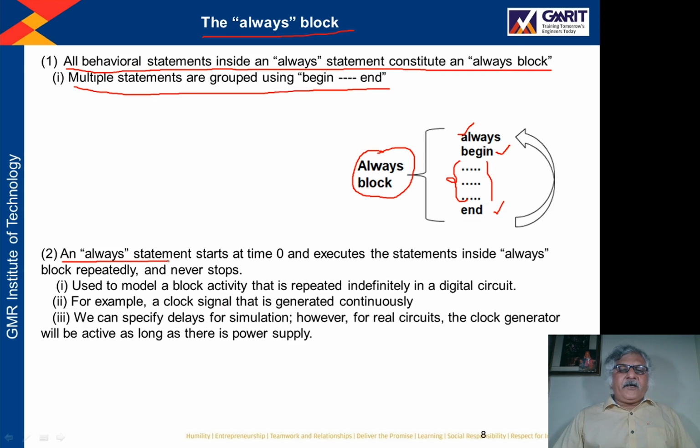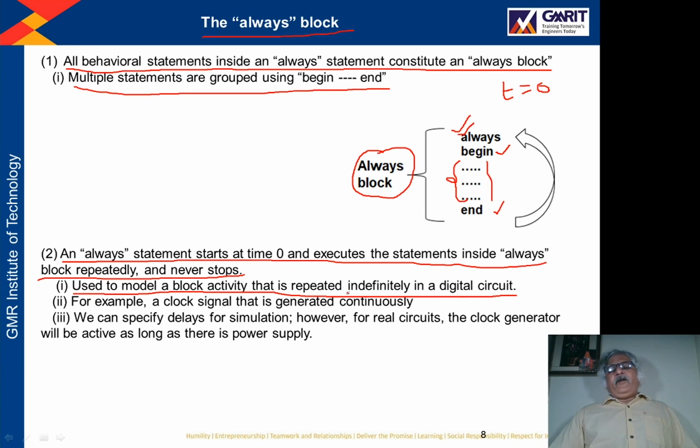An always statement starts at time 0 and executes the statements inside the always block repeatedly and never stops. So here what happens is, this always block starts at time t equal to 0, and the statements inside this always block will be executed continuously. It never stops. It is used to model a block activity that is repeated indefinitely in a digital circuit.